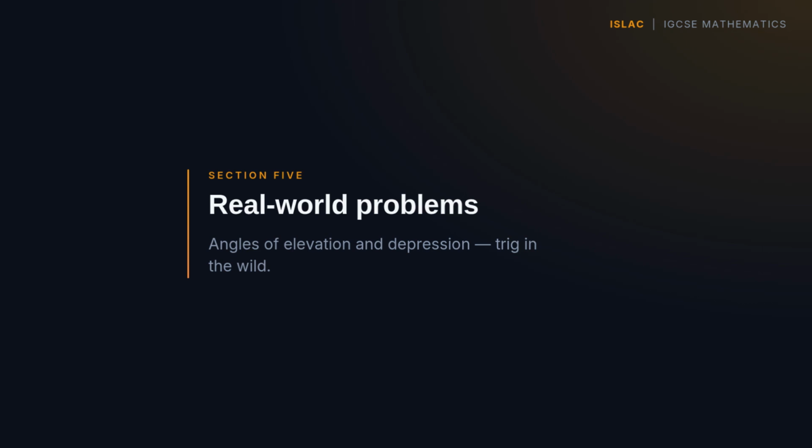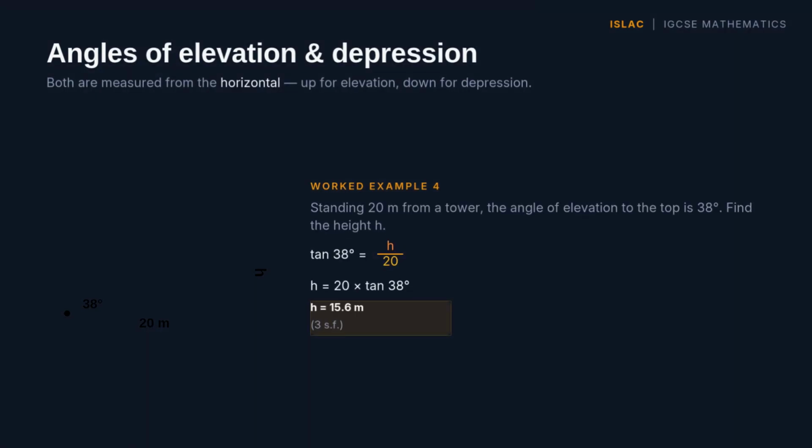Section 5. The exam loves dressing trig up as heights, distances, and angles you look up or down at. Same maths, just draw the triangle first. Elevation is measured up from the horizontal, depression is down from it. In this worked example, we stand 20 meters from a tower, look up 38 degrees, and find its height with tangent.